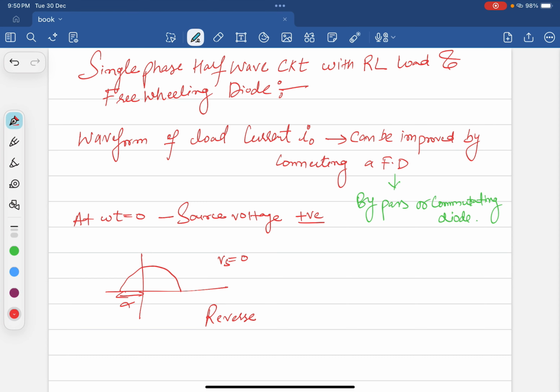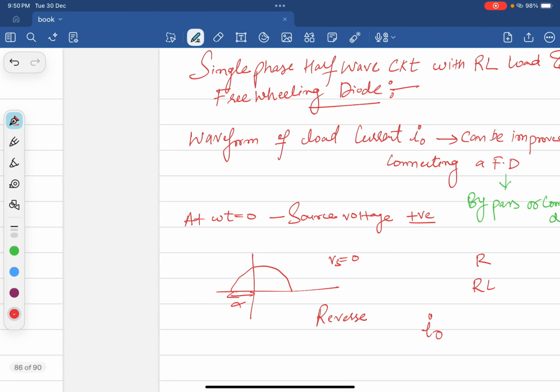Today we will discuss the single phase half wave circuit with RL load and freewheeling diode. In the previous class we discussed the circuit with the RL and R load. Today we will discuss the RL load with the freewheeling diode. The waveform of the load current, that is I naught, can be improved by connecting a freewheeling diode. A freewheeling diode is also called a bypass or commutating diode. This diode is used to improve the waveform.